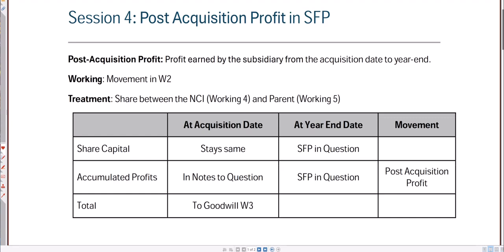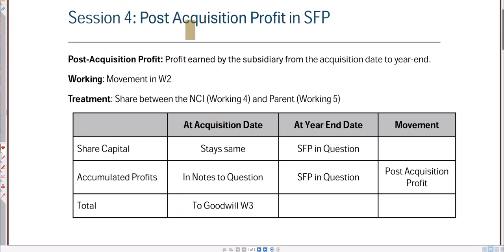We know how to prepare a basic statement of financial position. We know how to prepare a basic statement of profit or loss. Now we need to think, well, what is going to come up when we're doing that might complicate matters? The first thing that we might see is post-acquisition profit.